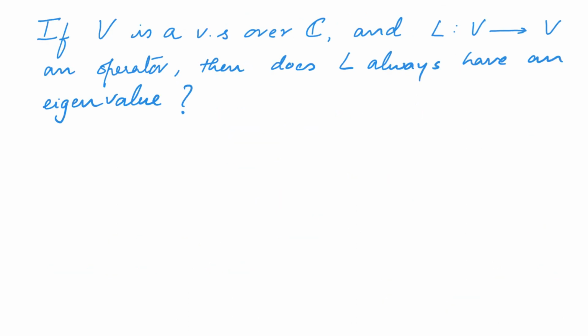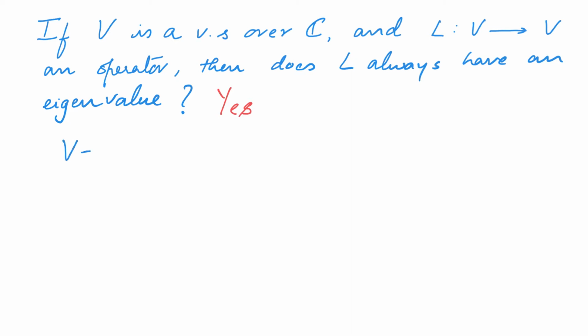Motivated by the previous example, it is natural to ask the following question. If V is a vector space over C and L an operator on V, then does L always have an eigenvalue? And not so surprisingly, the answer to this question is yes. The next goal is to understand why this is the case.